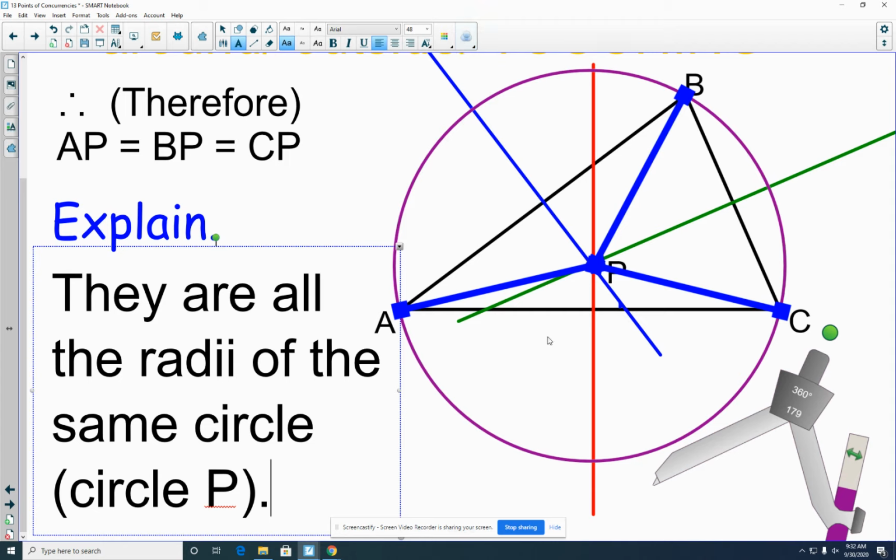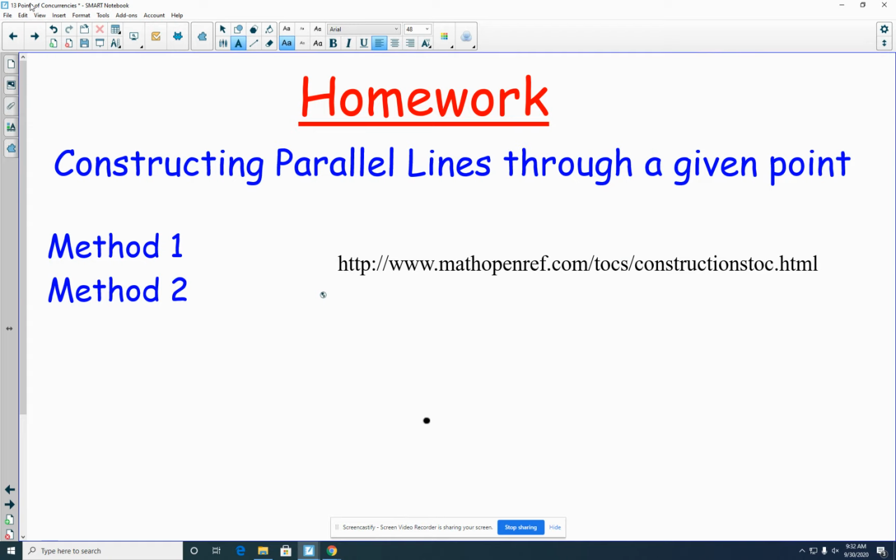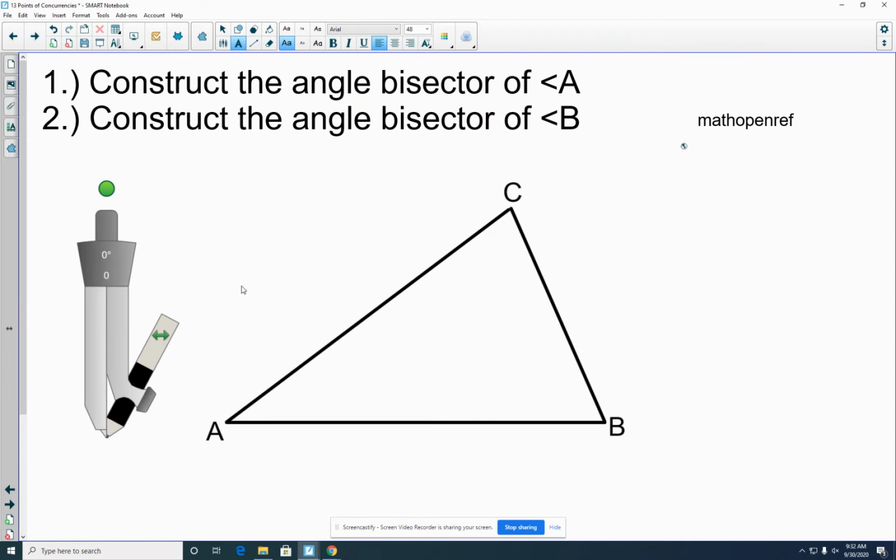Okay, so what should you be taking away? The perpendicular bisectors intersect in the triangle at the point called the circumcenter, and you then get the center of the circle that's going to be circumscribed about that triangle. Okay, next we're going to deal with angle bisectors.